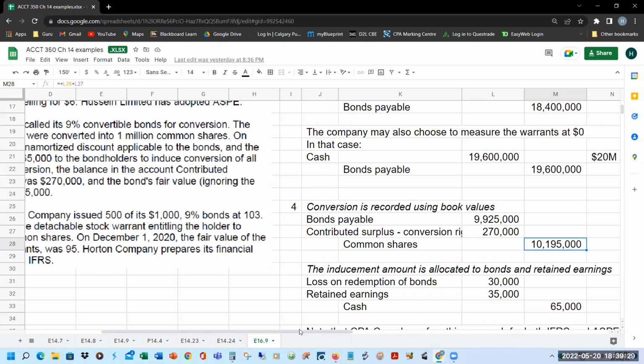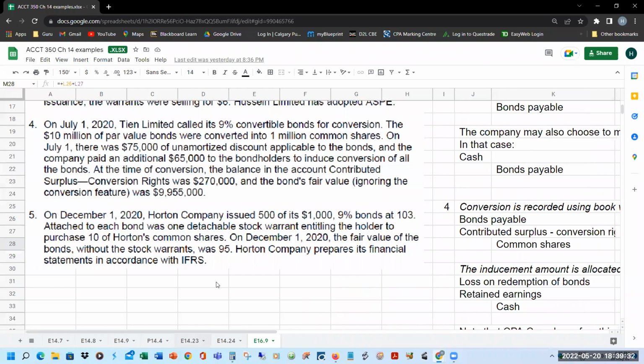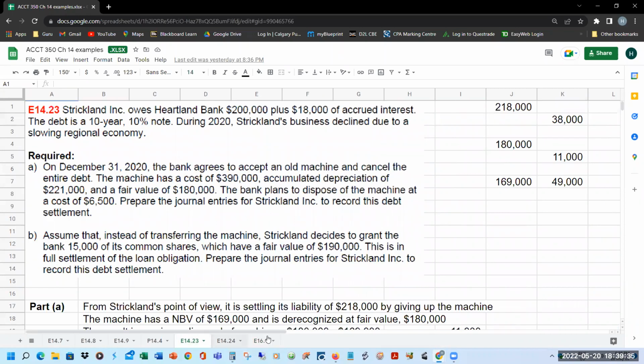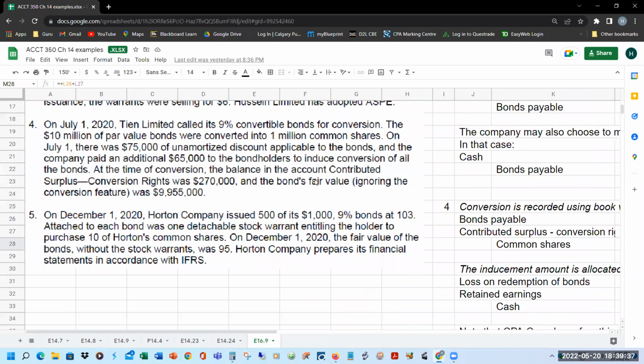That's what's happening. Now, there was something else that happened. The company needs to convince the bondholders that they should convert their bonds into common shares. And so this company, Tian Limited, actually paid an extra $65,000 to the bondholders to induce conversion of all the bonds. This extra $65,000 that the company paid was paid in cash. So you're going to credit cash for $65,000.